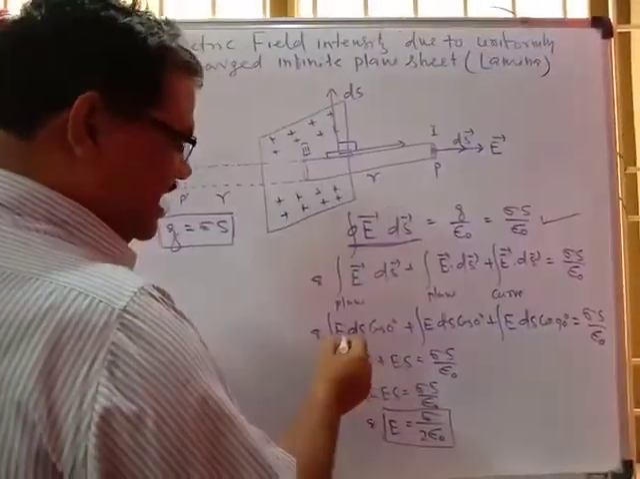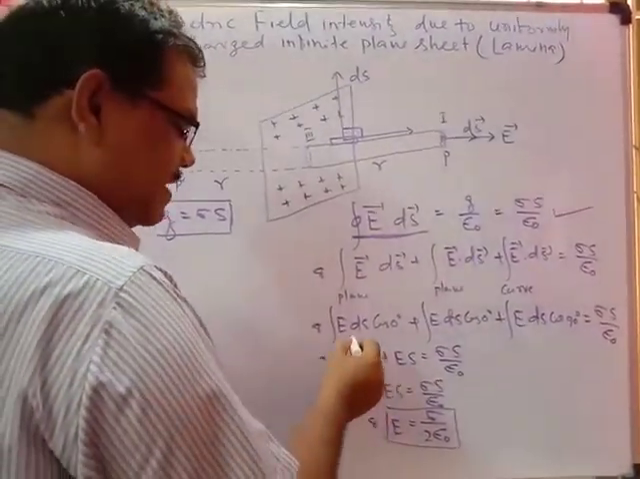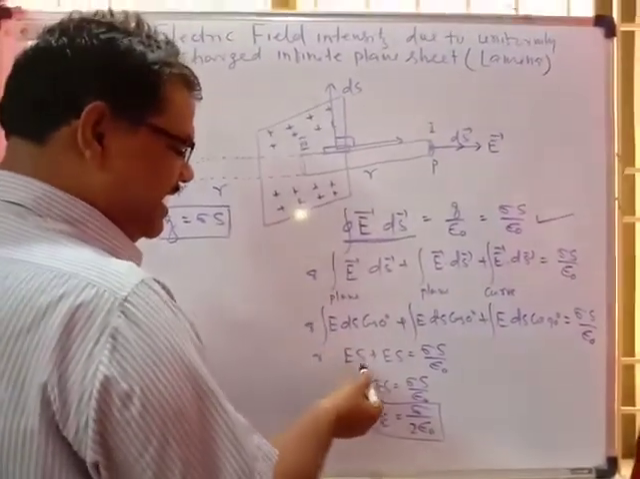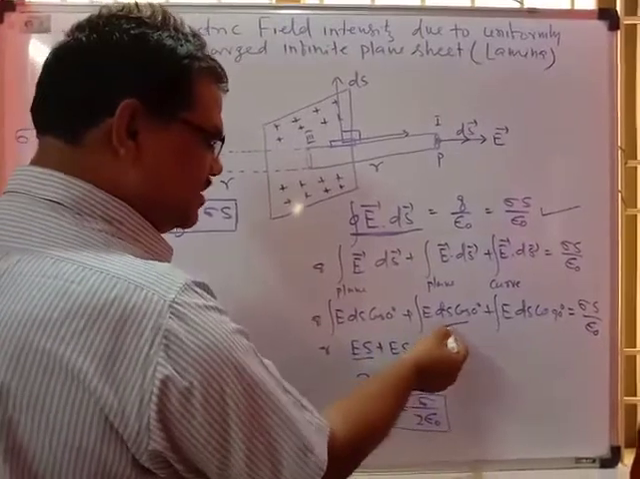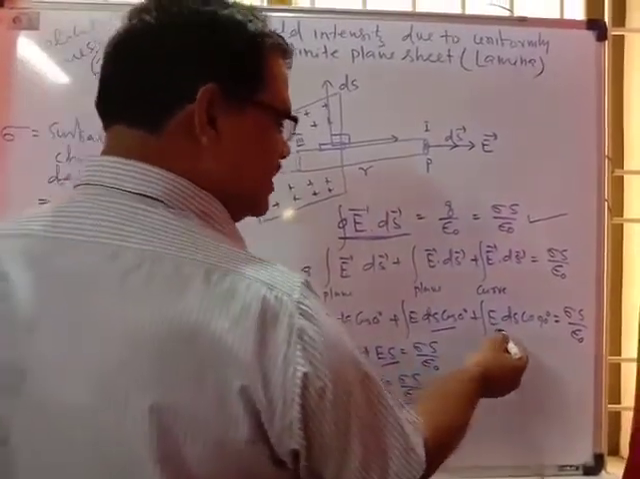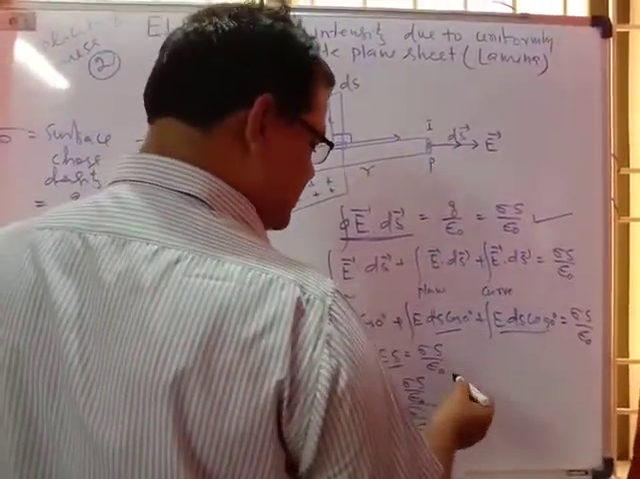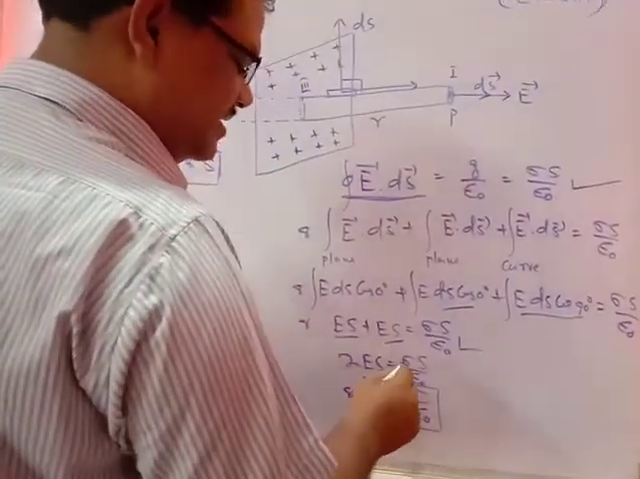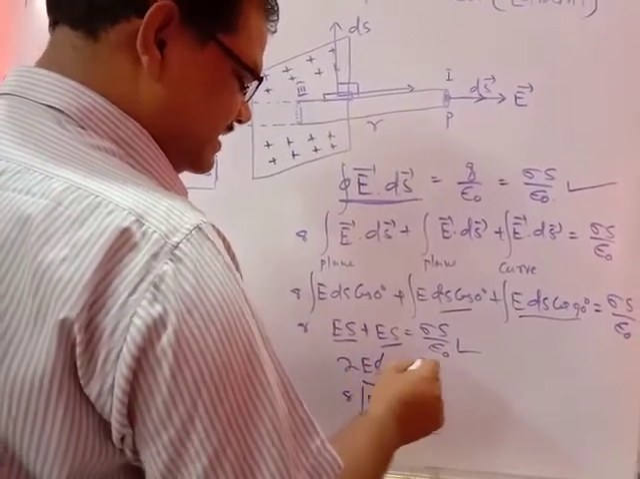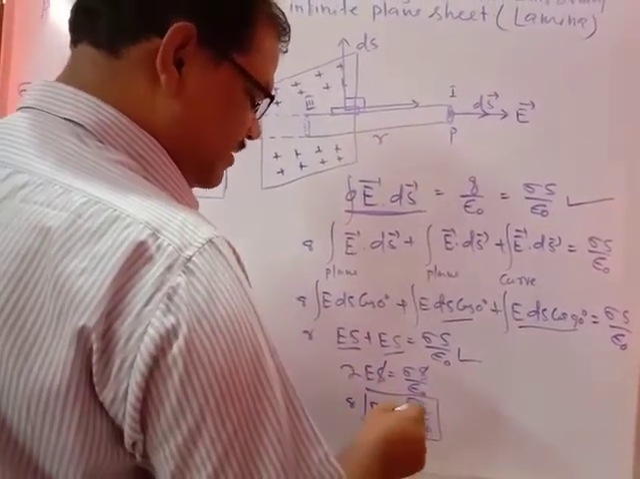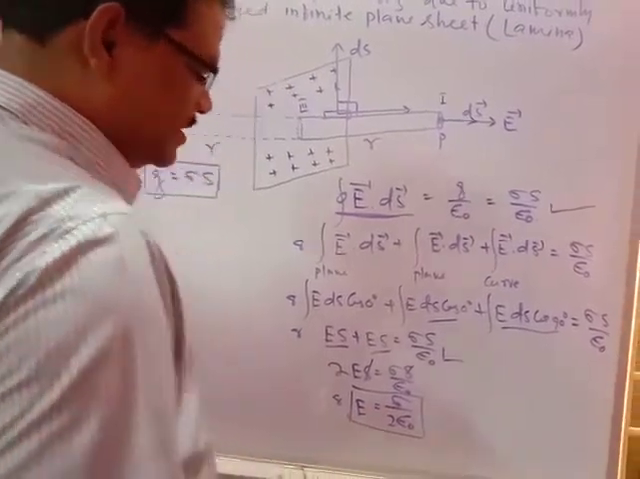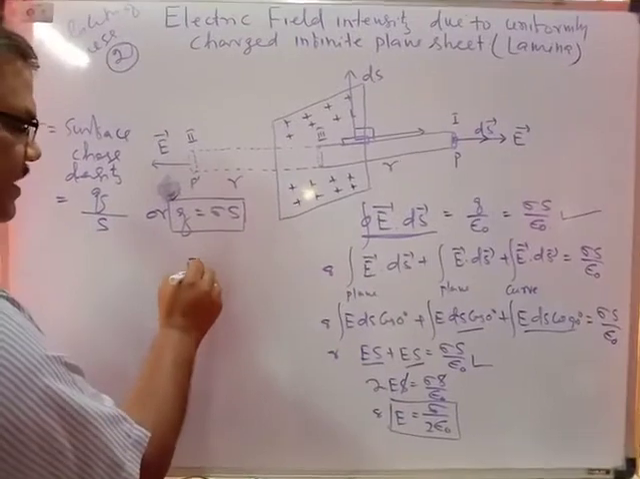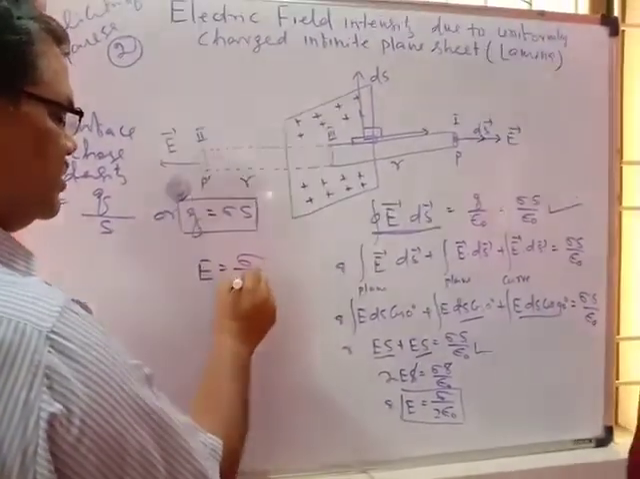Next, E ds cos 0 degree gives ES, because the integral of ds equals S. So you get ES plus ES plus 0, equal to sigma S upon epsilon naught. That is 2ES equal to sigma S upon epsilon naught. S gets cancelled, and you get E equal to sigma upon 2 epsilon naught. So the electric field intensity at a point is E equal to sigma upon 2 epsilon naught.